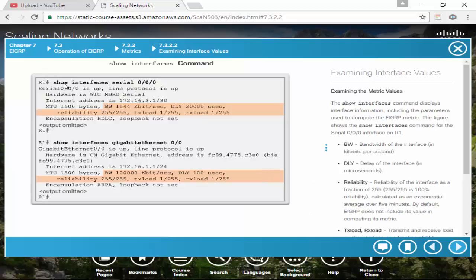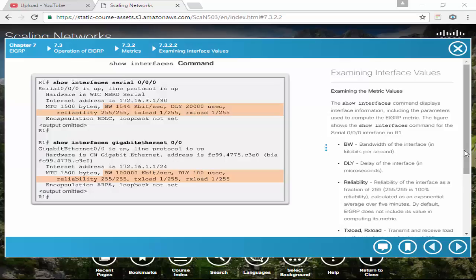How do we find these bandwidths? As I said earlier, show interface, okay? And when we would actually care about these bandwidths is when we redistribute one routing protocol into the other, such as OSPF into EIGRP. When we redistribute OSPF, we have to put all this stuff in so that EIGRP can calculate the external metric, because we saw that it has all that information in it.